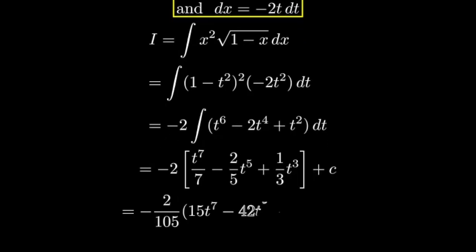Let's simplify this expression. We can factor out negative 2 over 105, giving us 15t to the 7th minus 42t to the 5th plus 35t cubed.